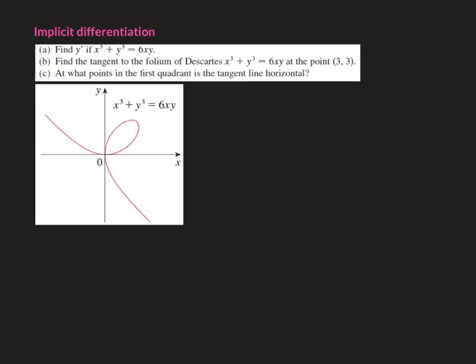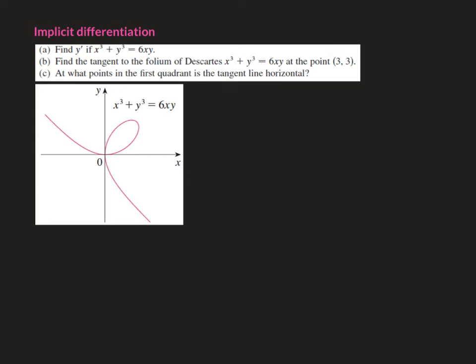Our final example is: a, find y dash if we are given x to the power 3 plus y to the power 3 equals 6xy. Then b, find the tangent to the folium of Descartes at the point 3, 3. C, at what points in the first quadrant is the tangent line horizontal?